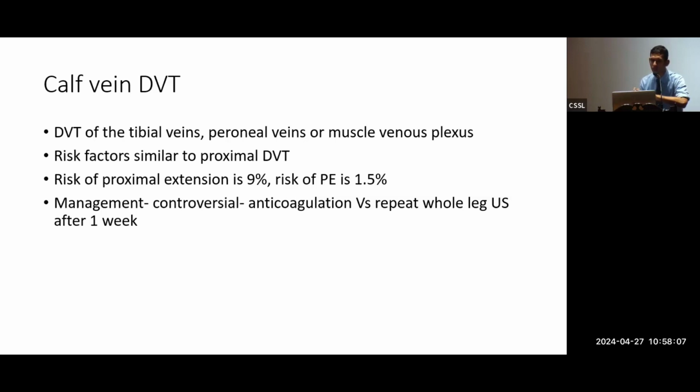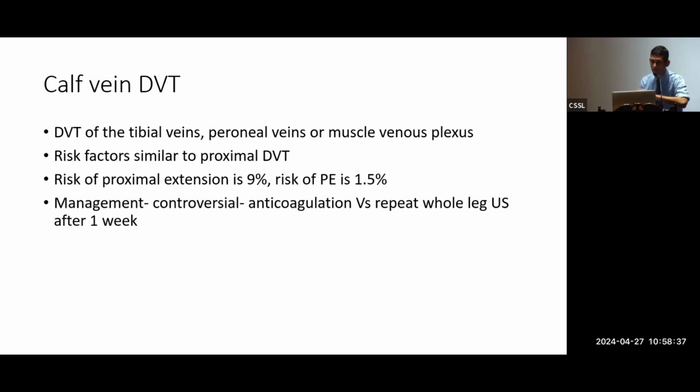So the main difference between calf vein thrombosis and more proximal DVT is they have found out when the thrombus extends beyond the popliteal vein, the risk of pulmonary embolism markedly goes up, right? So in a patient with isolated calf vein thrombosis, how do you take the management decision? Again, it's a controversial area, citing the risk of proximal extension and the risk of pulmonary embolism.